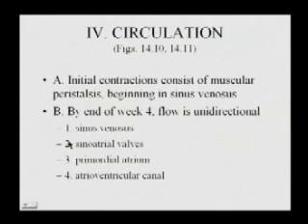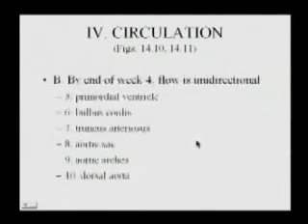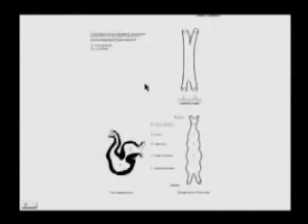So the sinus venosus through the sinoatrial valves, through the primordial atrium, through the atrioventricular canal, through the primordial ventricle, through the bulbus cordis, through the truncus arteriosus, through the aortic sac, through the aortic arches, and finally into the dorsal aorta. So we will follow the development of the heart in that way, looking at these structures first.